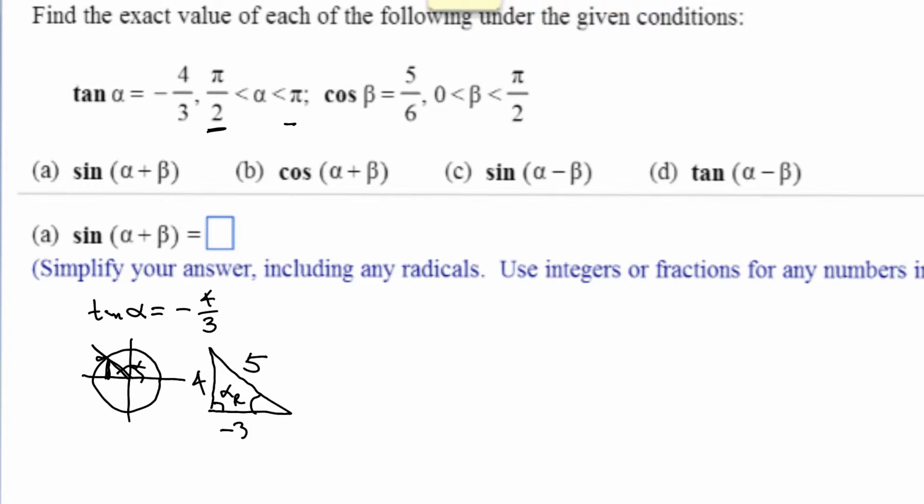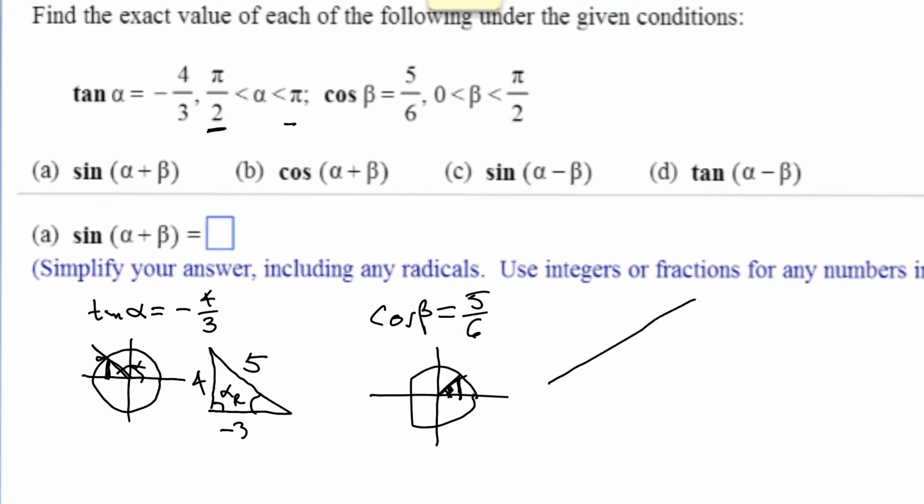Then we are given another angle, beta, and what we know about that angle is that the cosine of beta is 5/6. We know that beta is between 0 and pi over 2. So beta is in here somewhere. Again, we'll drop our vertical. There's our angle right there, beta.